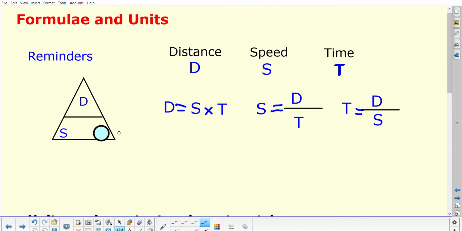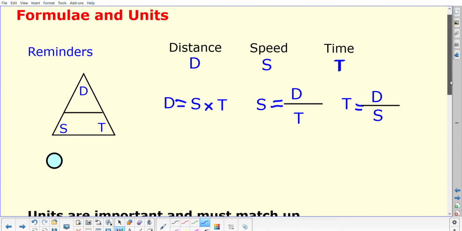I would learn that if you learn the triangle, know that they come in alphabetical order, so that D is always up at the top of your wee triangle, and you can easily produce any one of those three.